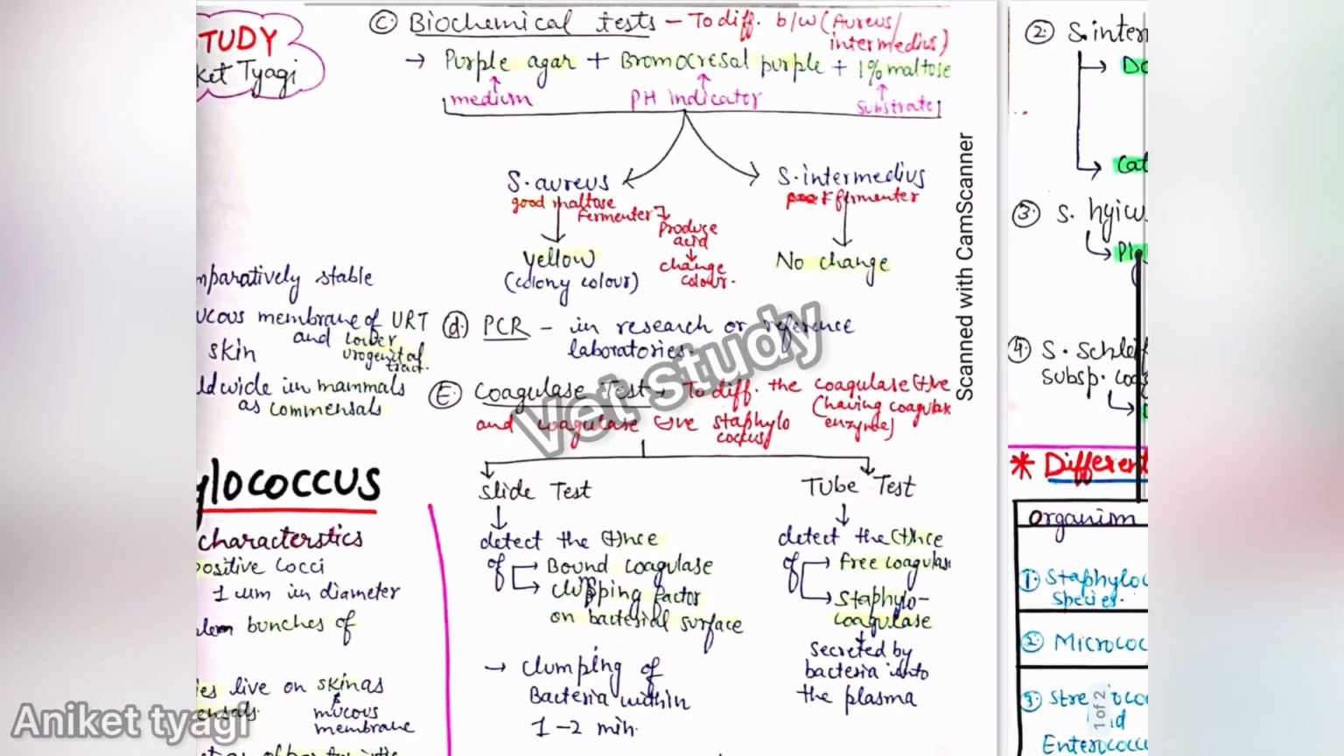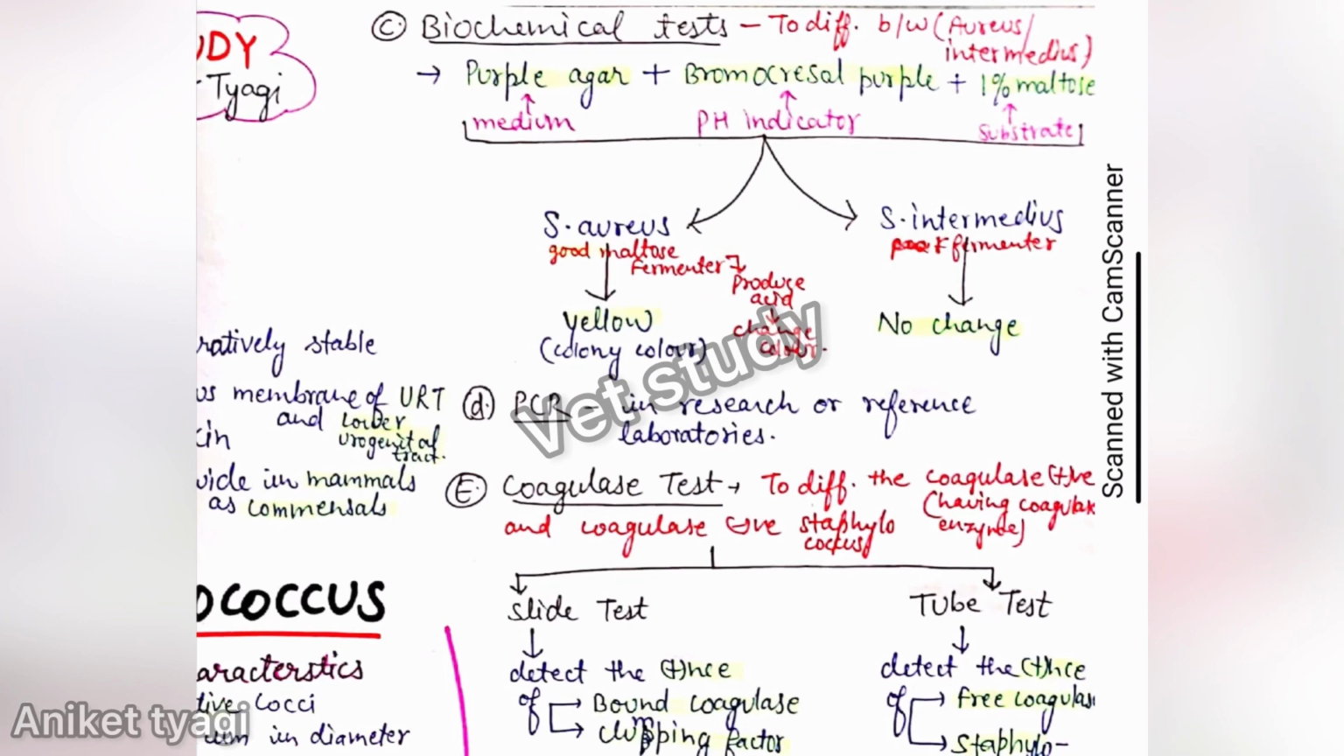After this we have biochemical tests. So biochemical tests are performed to differentiate between aureus and intermedius. So if we have to differentiate between the aureus and intermedius, we will go for the biochemical test. So in the Staphylococcus species itself, what we will do, we will require some purple agar, bromocresol, and 1% maltose. This purple agar is the medium, this bromocresol purple is the pH indicator, and this 1% maltose is the substrate. After this, what we will do, we will grow the bacteria.